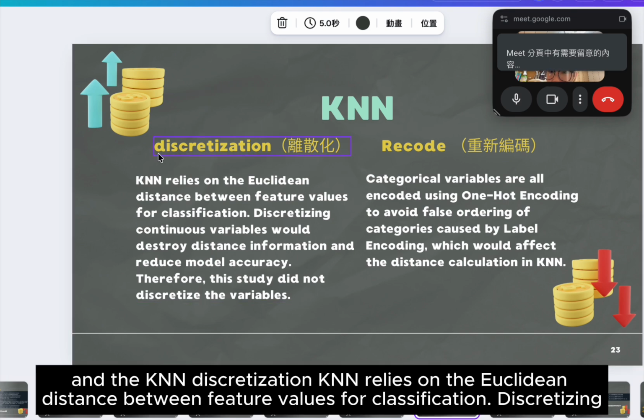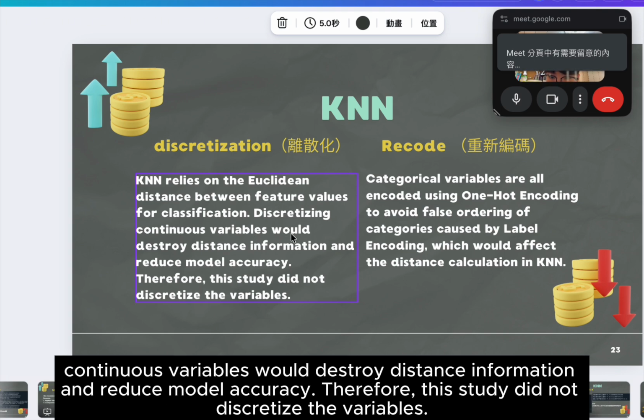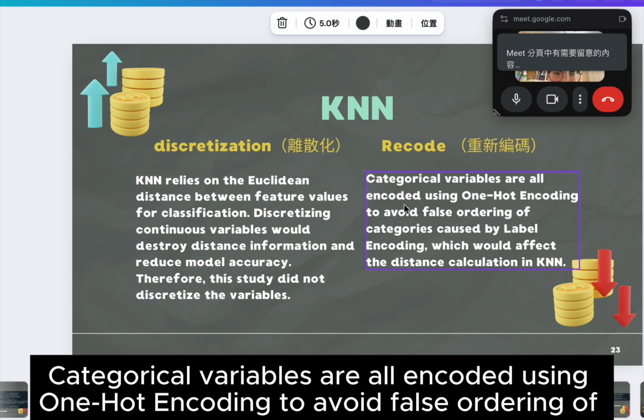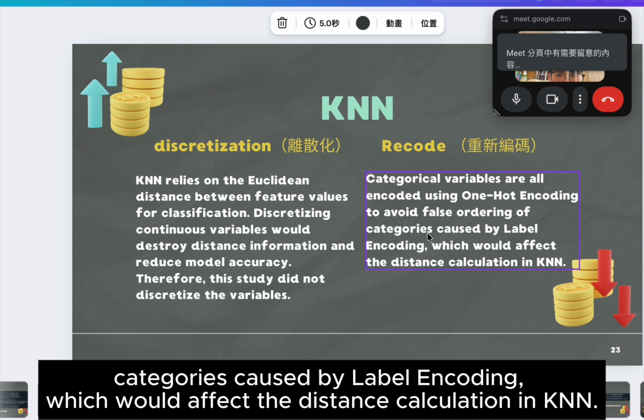And KNN: this algorithm relies on the distance between feature values, so discretizing continuous variables would lose distance information and reduce model accuracy. So the study did not discretize the values. Categorical values are all encoded using one-hot encoder to avoid the ordering problem caused by label encoder in KNN.